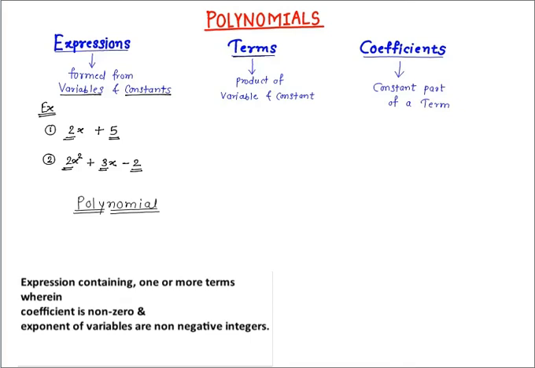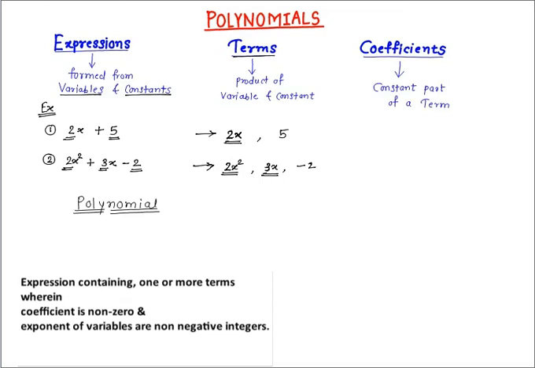Now what about terms? Terms are the product of variable and constant factors, or we can say terms are the product of variable and constant. Now for the first expression there are two terms, 2x and 5. For the second expression there are three terms, 2x square, 3x and minus 2. If you observe term 2x, we can see it is the product of constant 2 and variable x. Similarly, terms 2x square and 3x are also the product of constants and variables.